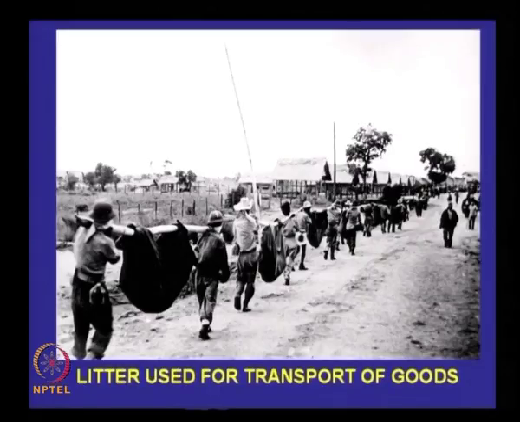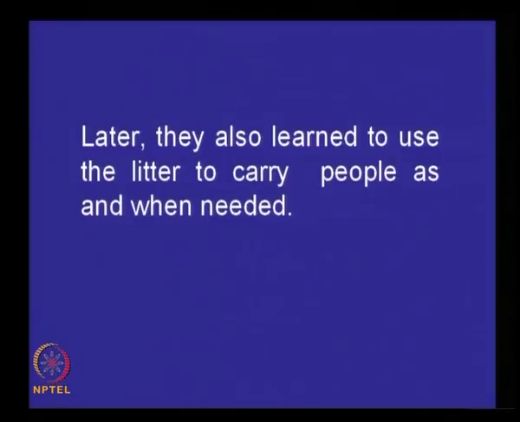Just to give you an idea as to how this arrangement looked, this is how goods transportation was made using a device called a litter, used for transport of goods. And a litter was also used then for passenger transportation, particularly for transporting elderly people, children and so on.